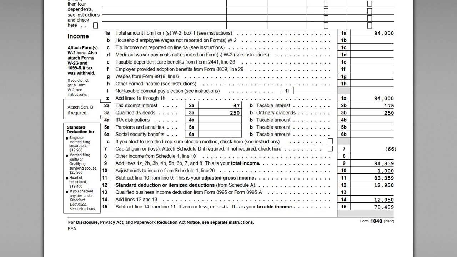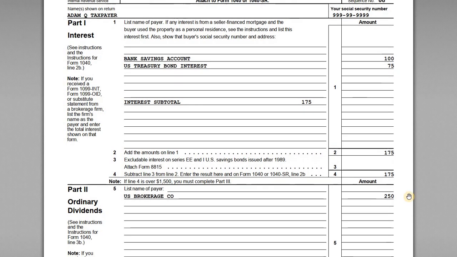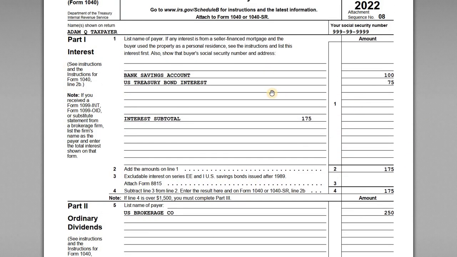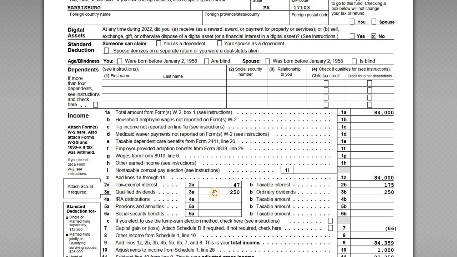Taxable interest income. So if we have a look at Schedule B, we can see the bank savings account interest, the treasury bond interest, and then the $250 in dividend income. But notice for federal tax purposes, we are not including the tax-exempt municipal interest, right? That's tax-exempt municipal bond interest of 47, reported in 2A. So the state muni interest isn't taxable at the federal level, all right?